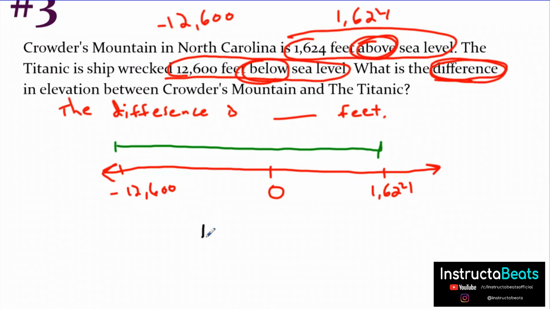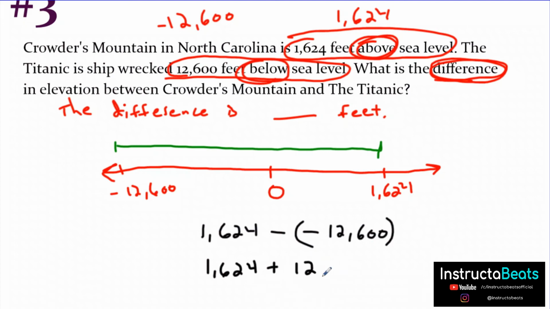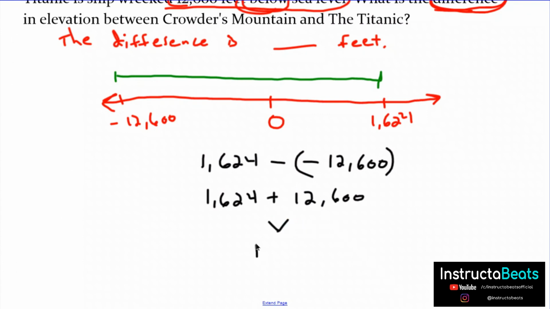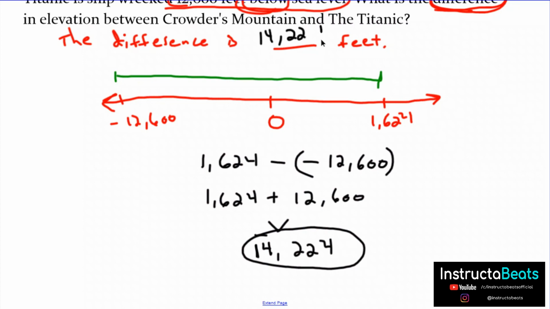If I start with 1,624 and then I am subtracting a negative 12,600, I know that I'm going to rewrite this subtraction as adding the opposite. So really what I'm going to be doing here is adding 12,600, because the opposite of negative 12,600 would be positive 12,600. And when you add those together, you're going to get an answer of 14,224. If you did it the other way, you would have got negative 14,224, but again, we're doing the absolute value. So the difference between the top of Crowder's Mountain and the Titanic is 14,224 feet, or over 2.5 miles.